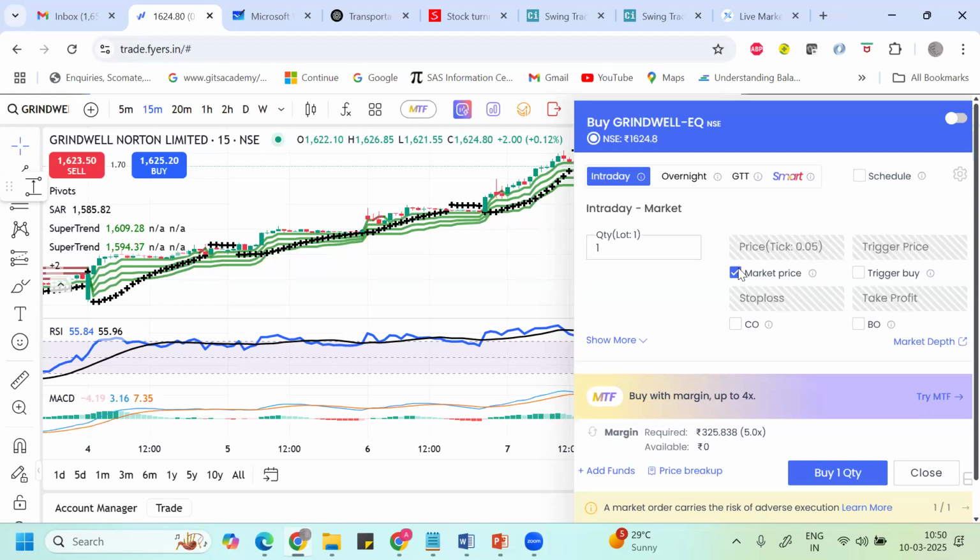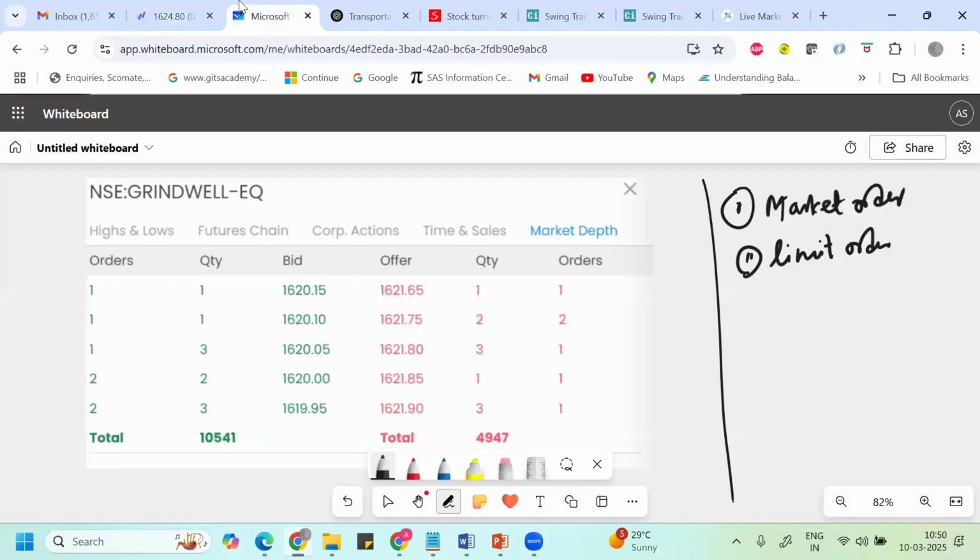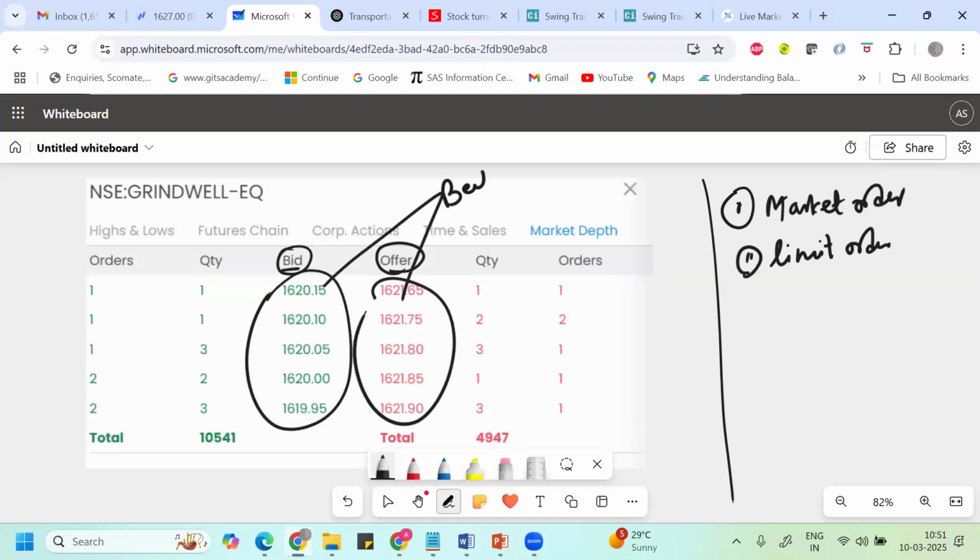Whenever you're placing an order, you can place a market order or a limit order. If you're placing a limit order, you can see the bid price, the price at which people are buying, and the offer or ask price, the price at which people are selling. Anytime you're placing an order, you can see the best five bids and asks.